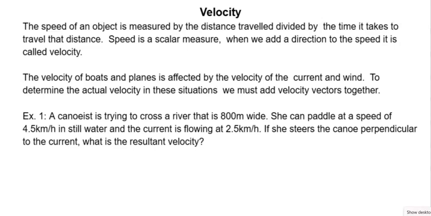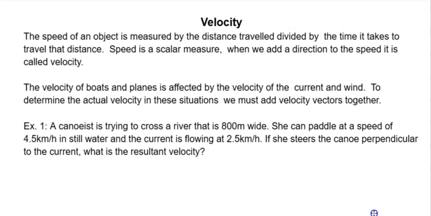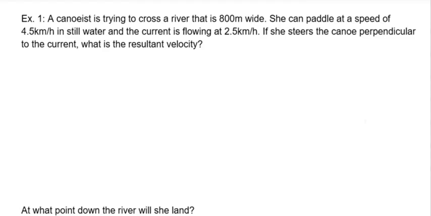So let's look at an example. A canoeist is trying to cross a river that is 800 meters wide. She can paddle at a speed of 4.5 kilometers per hour in still water, and the current is flowing at 2.5 kilometers per hour. If she steers the canoe perpendicular to the current, what is the resultant velocity?